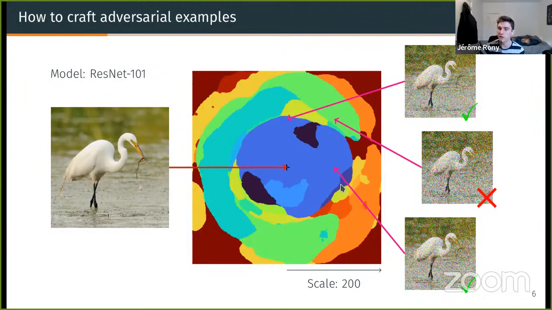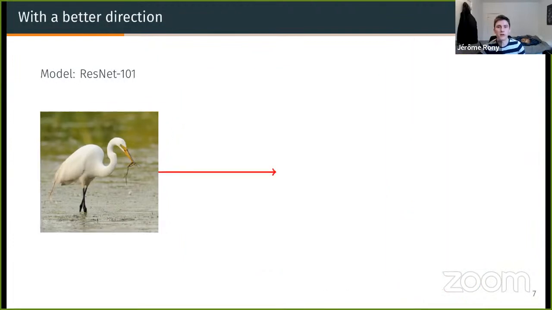For two of the images, you can add Gaussian noise of norm 100, and it's still classified correctly. If you add both perturbations, it's not. But here you added a perturbation that has a norm of 100, which is a huge perturbation. But there is a better direction.